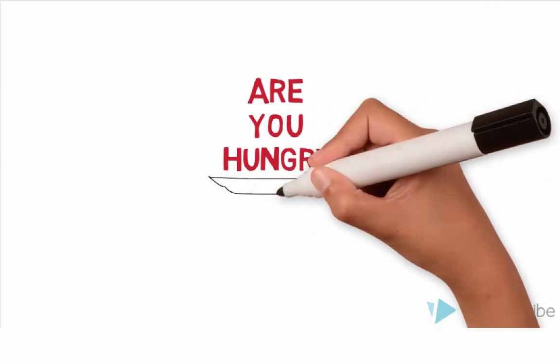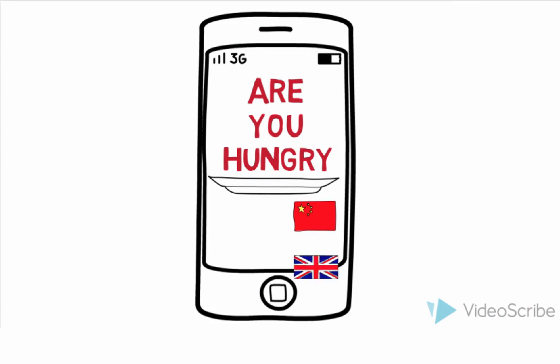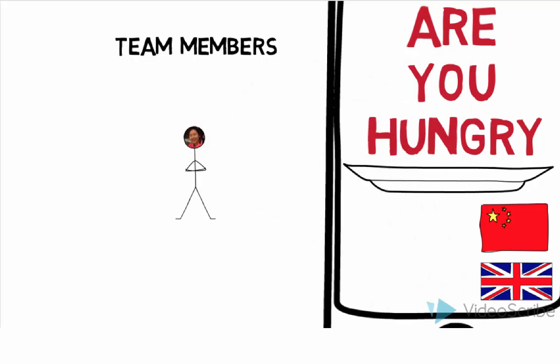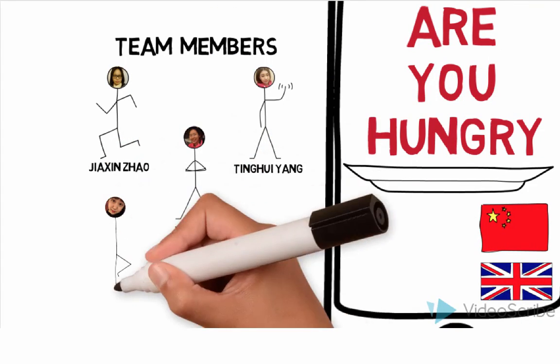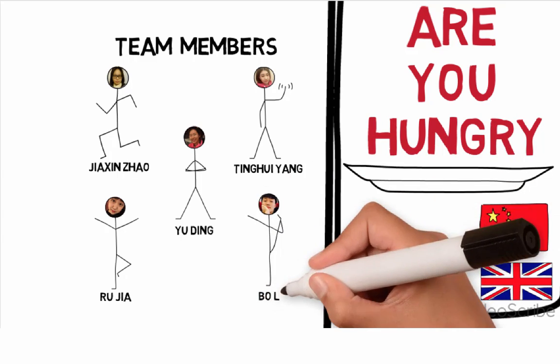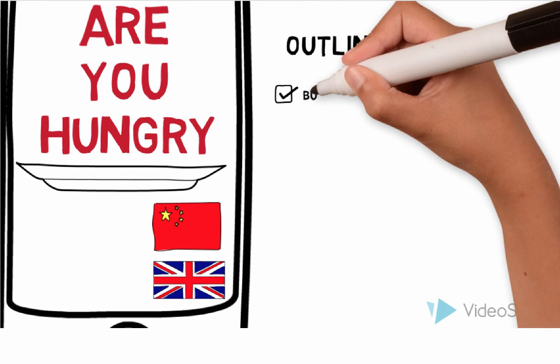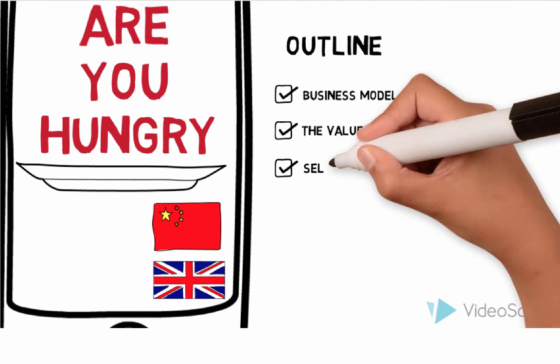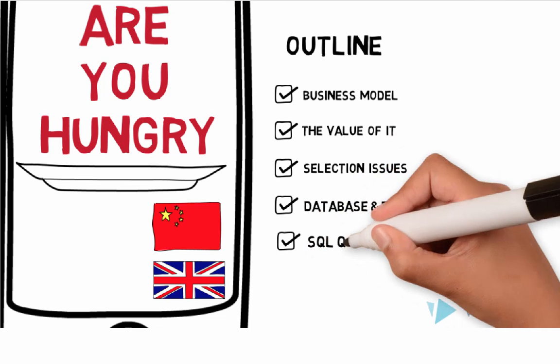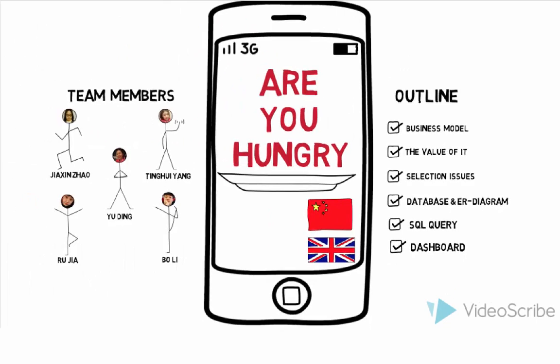Are You Hungry is an online-based Chinese cuisine restaurant located in the UK. Our family has 5 creative members, and here you can choose whatever you want. Today, we're going to introduce the business model, the value of IT, selection issues, database diagram, SQL query, and dashboard.